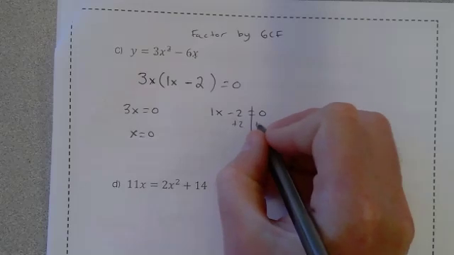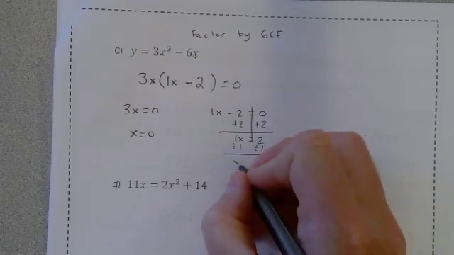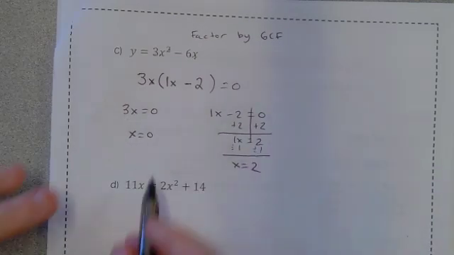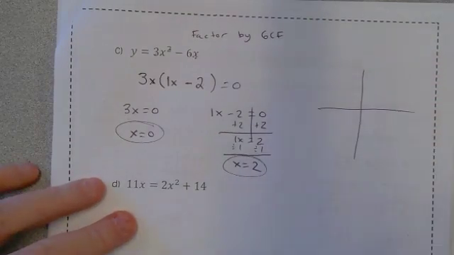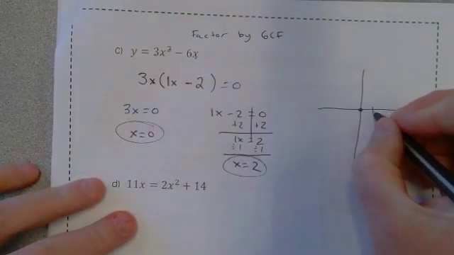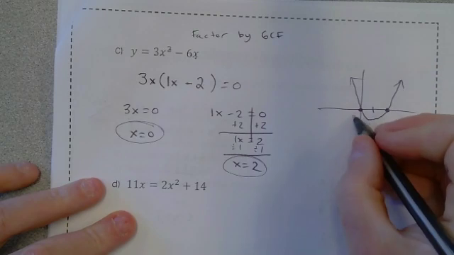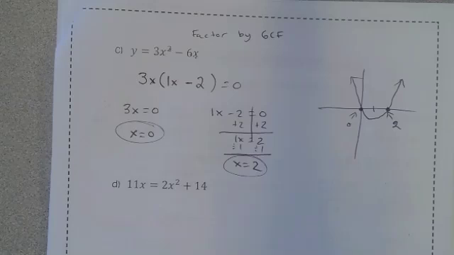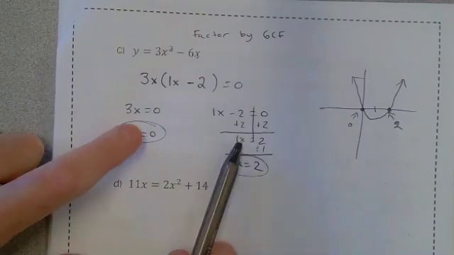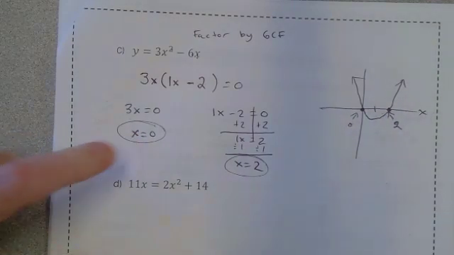Over here, I'm going to add 2 to each side. 1x equals 2. Divide by 1. And my second 0 is at x equals 2. So there's my two zeros for this equation. So if we were to draw a graph of this, my parabola would cross at 0 and 2. So that's what we're figuring out, remember. We're using this without having to make a graph to figure out where my parabola crosses the x-axis.